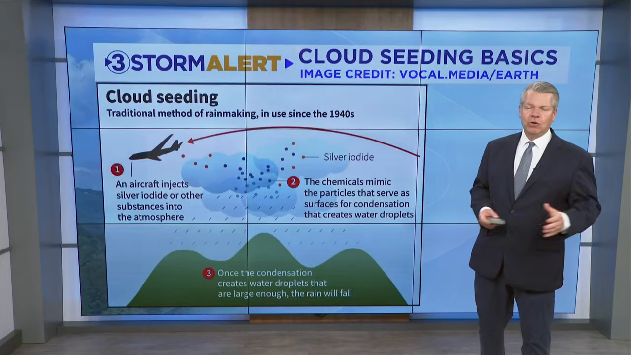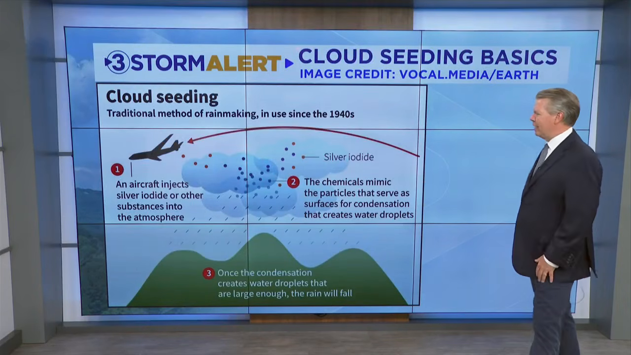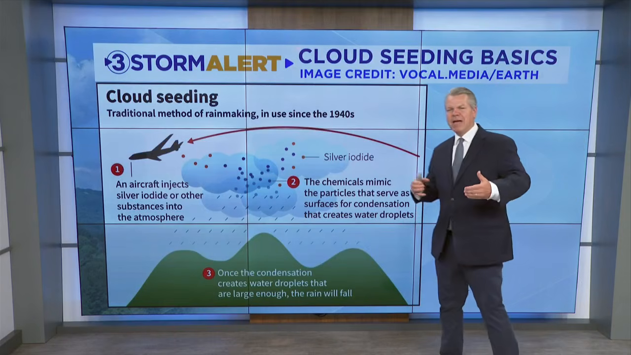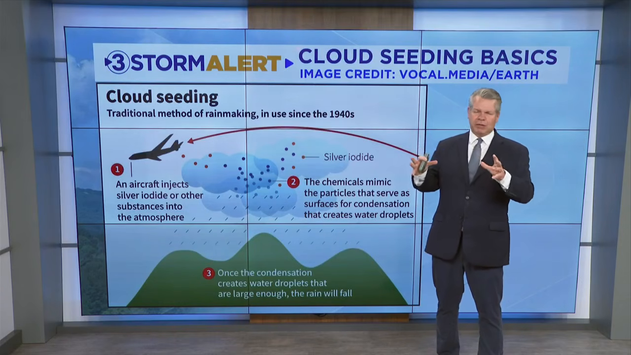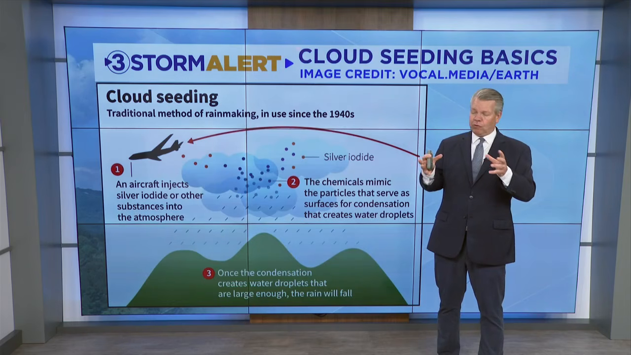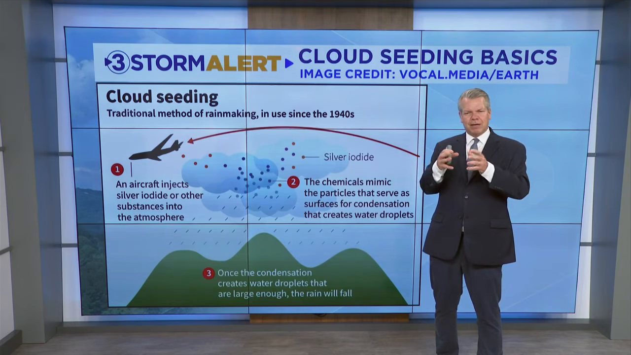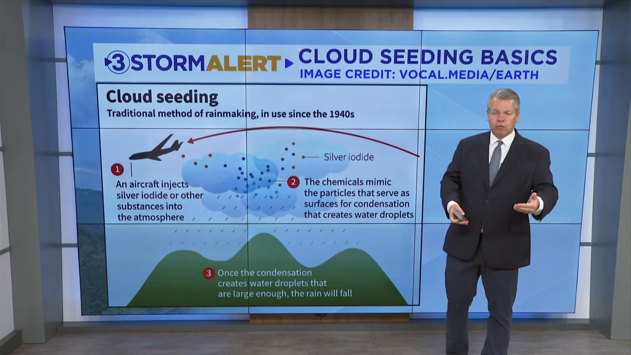Cloud seeding has been in the news lately, so let's go over cloud seeding. Exactly what is it? Well, just to make rain in general, you have to have a cloud. That cloud is made up of billions and billions of little tiny droplets of water. As those droplets of water come together, they get bigger and bigger, and fall out of the cloud as rain.